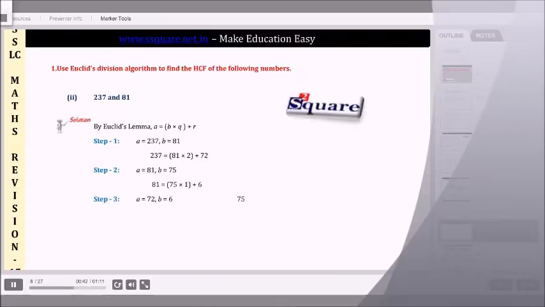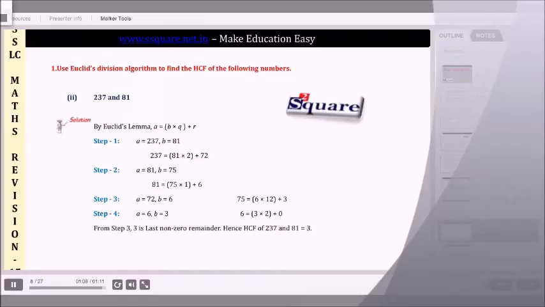Step 3, a is equal to 72, b is equal to 9. 72 is equal to 9 into 8 plus 0. Step 4, a is equal to 6 and b is equal to 3. So 6 is equal to 3 into 2 plus 0. From step 3, 3 is the last non-zero remainder. So hence HCF of 237 and 81 is 3.